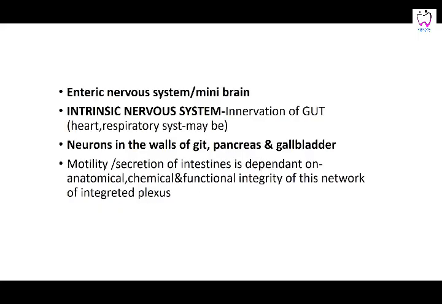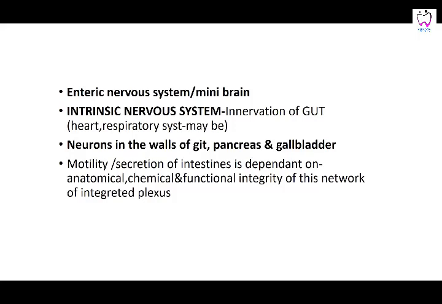Then you have an enteric nervous system, or the mini brain. This enteric nervous system is present in the walls of the gastrointestinal tract, organs, heart, respiratory system, maybe, and it is said to automatically control the movements, or the contraction and relaxation, of the muscles of the organs. Neurons are present in the walls of the GIT, pancreas, and gallbladder. Motility and secretion of the intestines depend on the functional integrity of this integrated plexus.